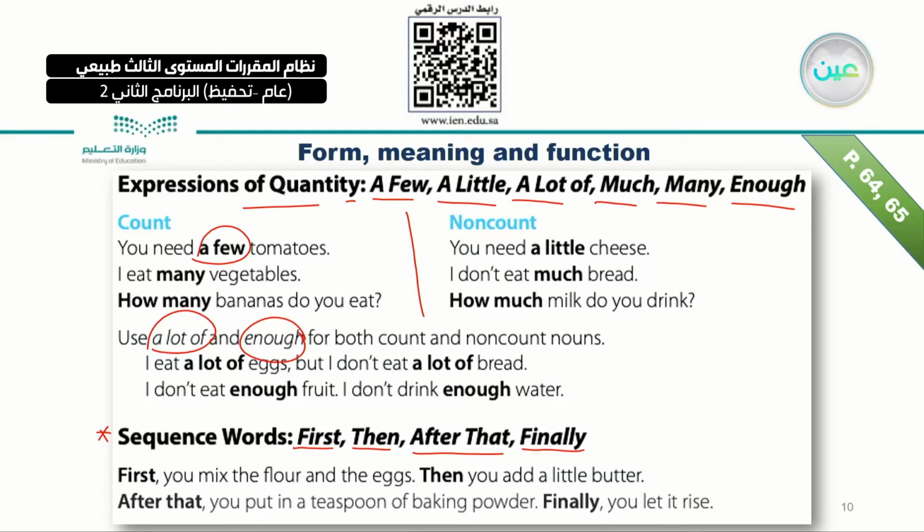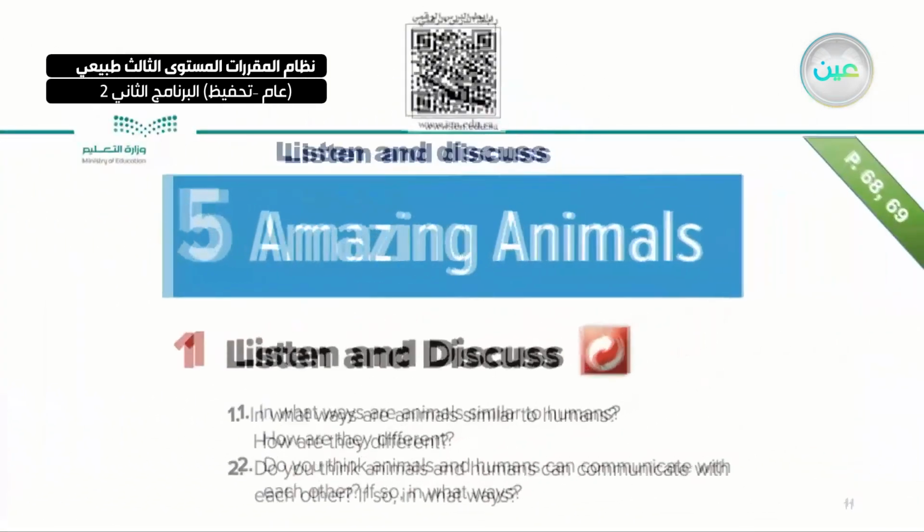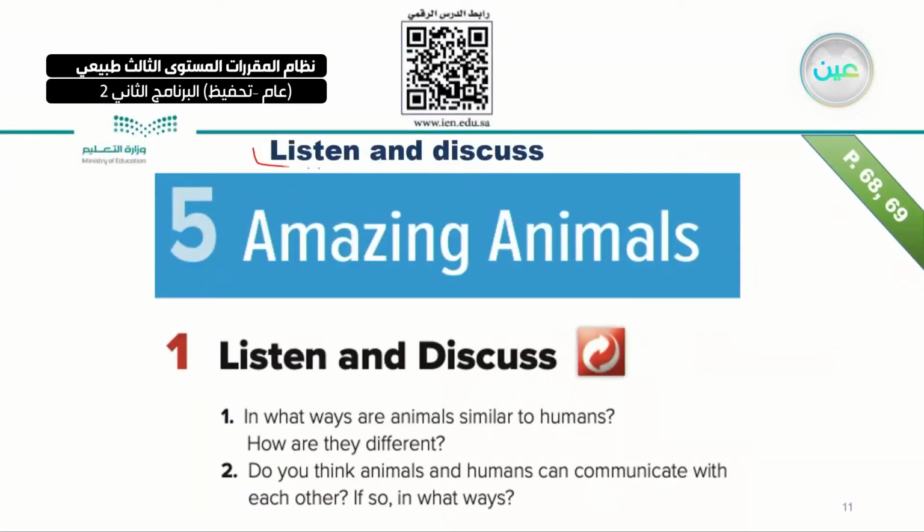Okay, good. Now we are going to move to listen and discuss, Unit 5, Amazing Animals. This is the title of this unit. You are going to listen, and the first one, listen and discuss. I'm going to ask you these two questions. Number 1, in what ways are animals similar to humans? So you need to think about this question. In what ways are animals similar to humans, and how are they different?